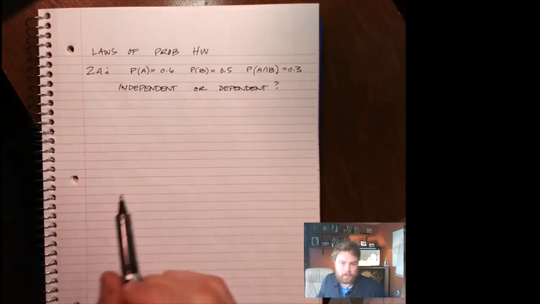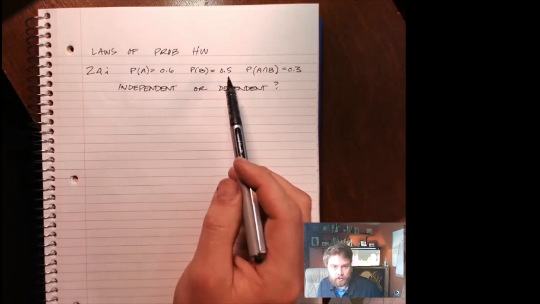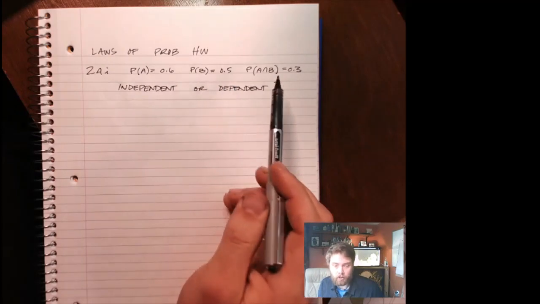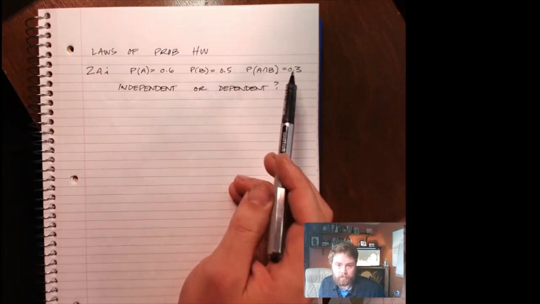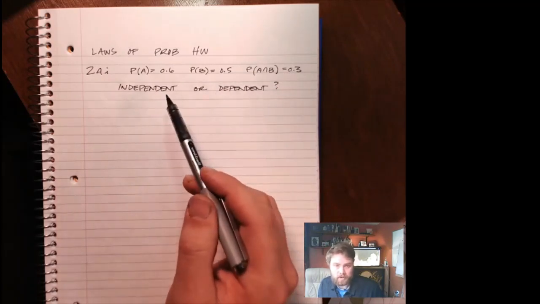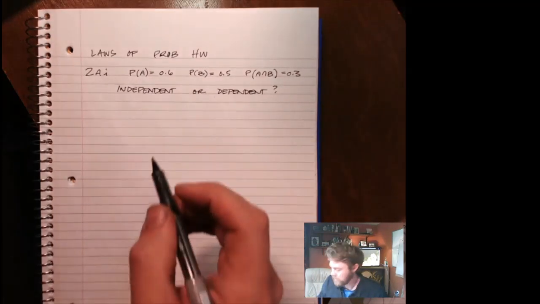All right, here's the first example. You've got the probability of event A is a 60% chance, and B is a 50% chance. The probability of both of them happening at the same time is a 30% chance. Does that mean that they are independent of each other or not, that they somehow influence each other?